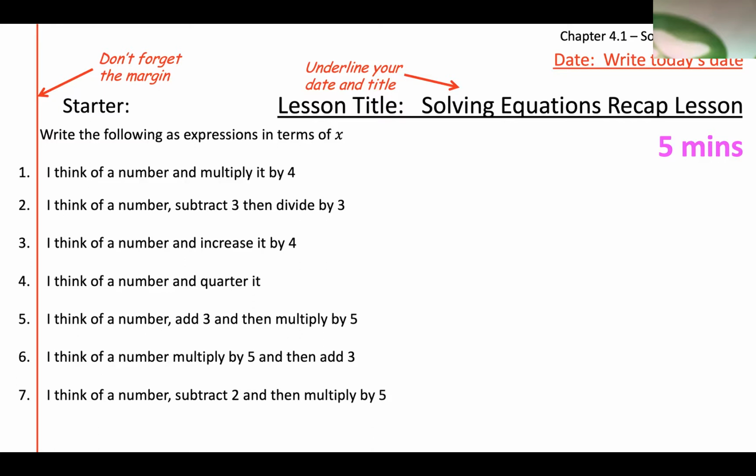Okay, you've still got about 4 minutes remaining, but just as a reminder, you think of the number that is x, and in the first case, you multiply that number by 4. So your expression is going to be x multiplied by 4, or 4 lots of x, which simplifies to 4x. The rest are down to you. Good luck.